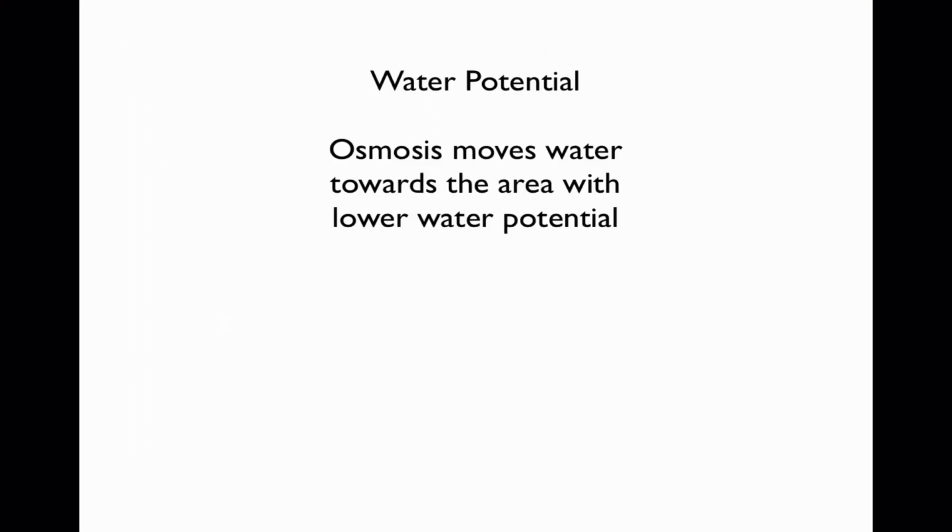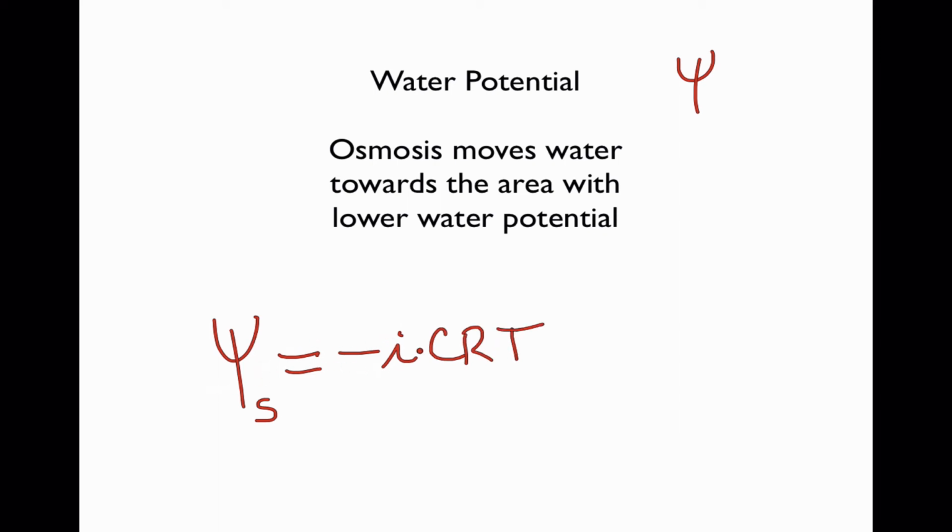Now, water potential, which we use that symbol psi for, is a way of quantifying this. And you've got a little formula: the psi value, the water potential caused by the solute, is equal to negative iCRT. What this means is the lower the water potential, the more likely osmosis is to move water towards it. It's as simple as that. So the more negative this number gets, the more likely it is to attract water molecules. That's basically what's happening here.